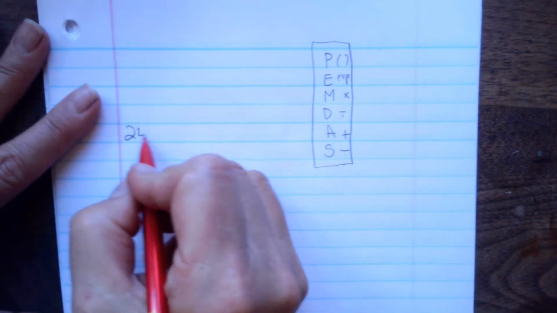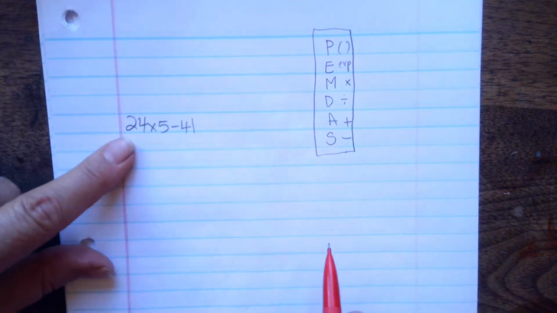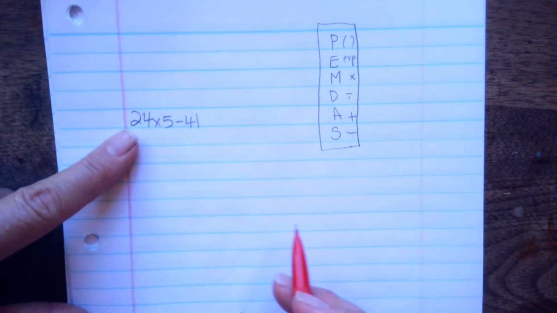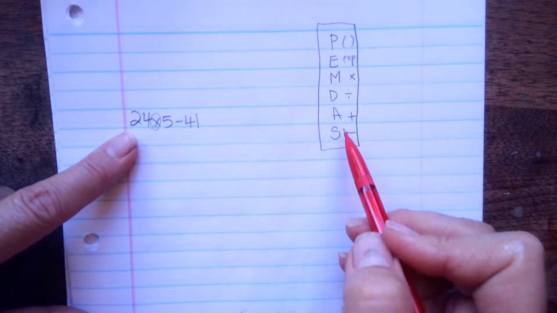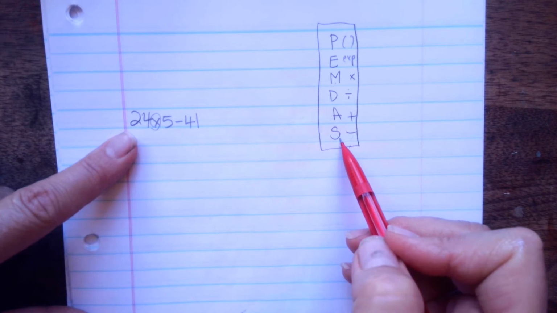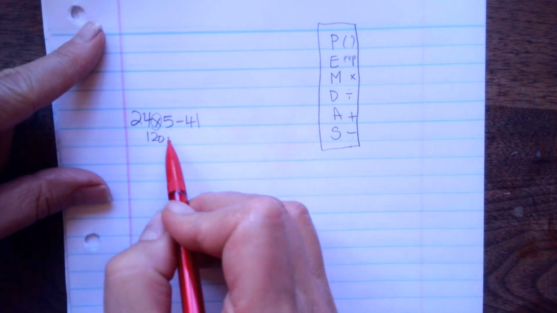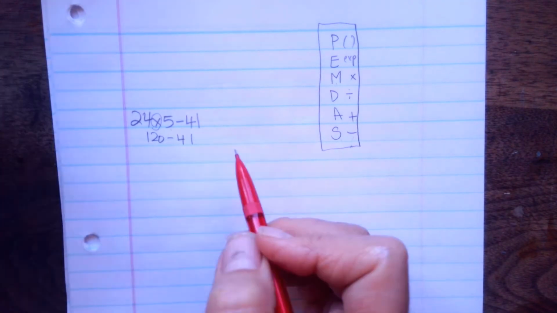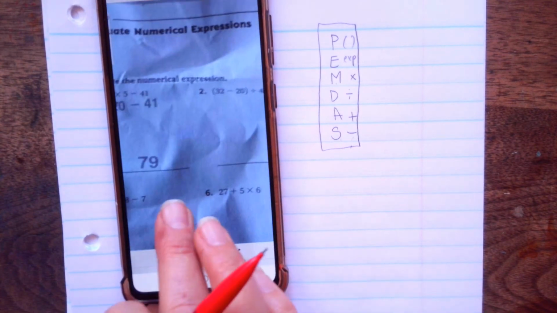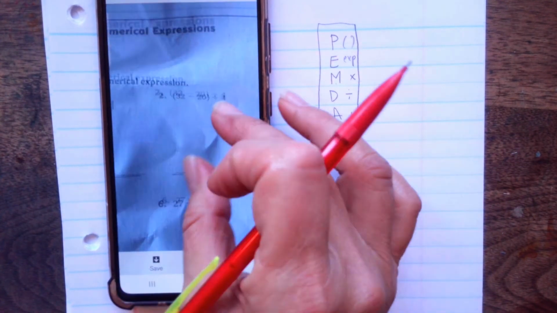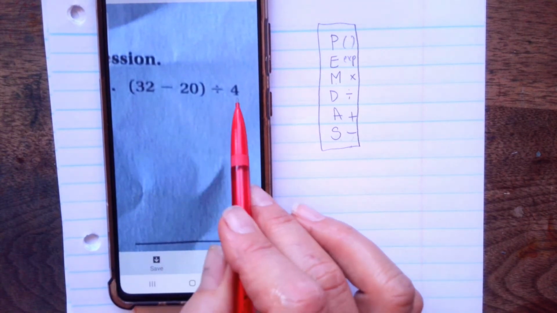So if we have 24 times 5 minus 41, like the example that they gave us, we know we have to multiply first because multiplication comes before subtraction. So we're going to do 24 times 5, which is 120, minus 41. And on the example, they tell us that is 79. So now we're going to go to number 2. 32 minus 20 divided by 4.